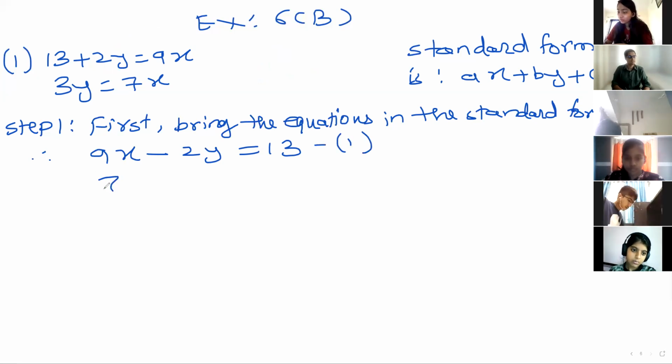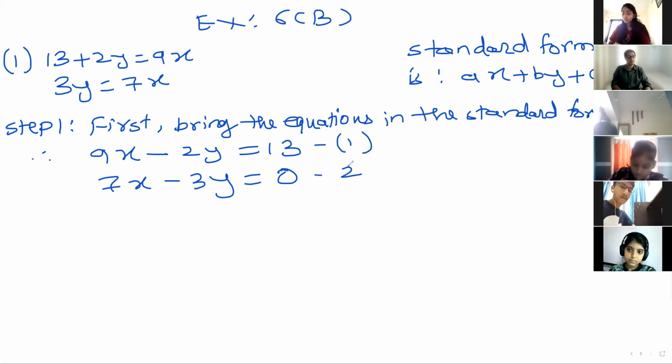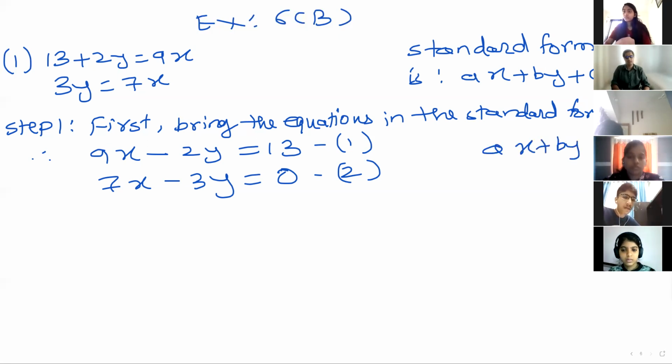What about this? 7x minus 3y is equal to 0. Do you see a constant term in the second equation? No, right? So there is no constant term. All right, no problem. Here we have to write is equal to, okay? We learned ax plus by is equal to c. After the equal to, we have to write the constant term. Is that right? Okay, so this is done.